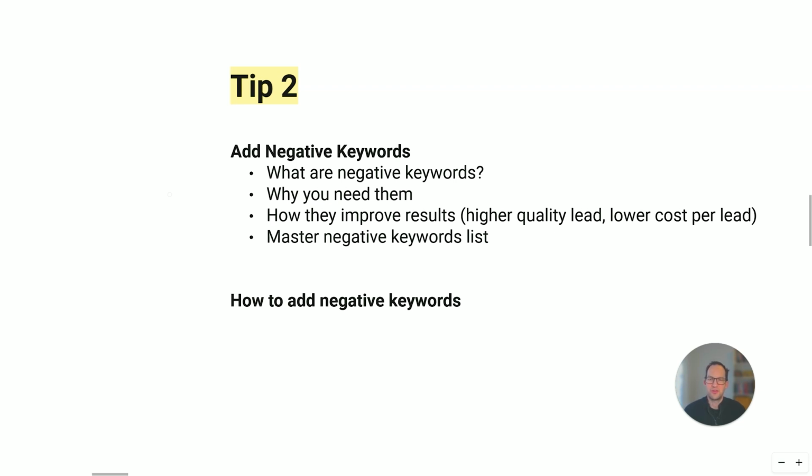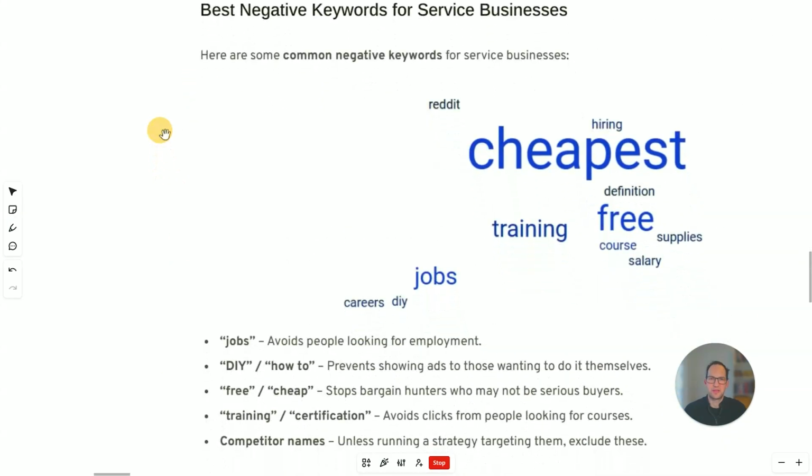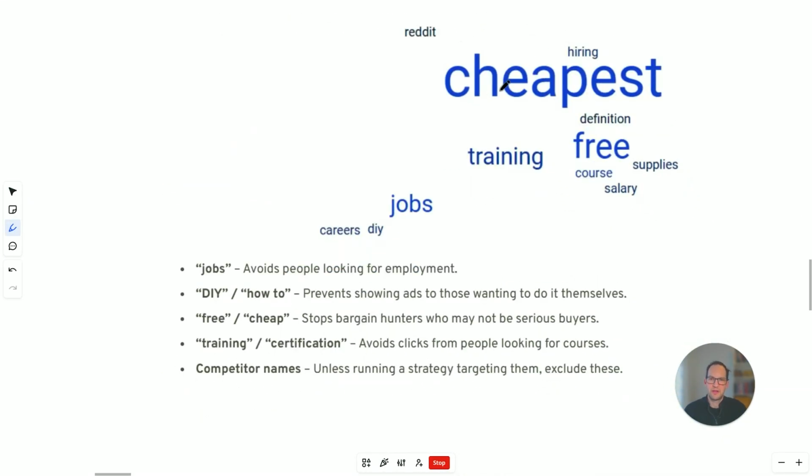And if you don't have these sort of keywords in your account, then you're going to be stuck with a whole lot of irrelevant searches coming up, which is going to raise the lead cost and lower the lead quality. The types of keywords that you can be adding can be cheapest, hiring, Reddit, training, free.